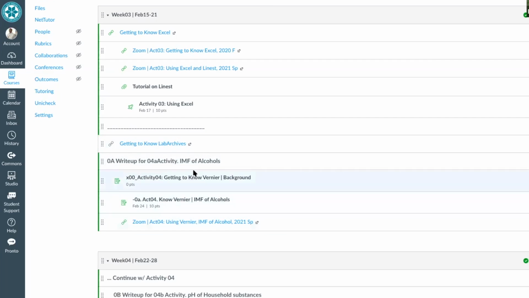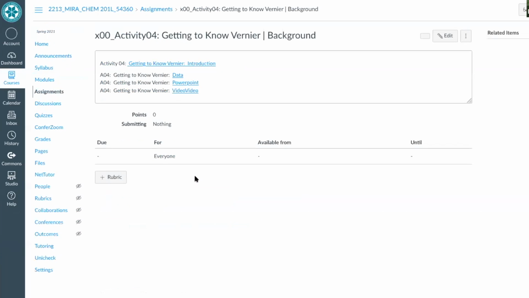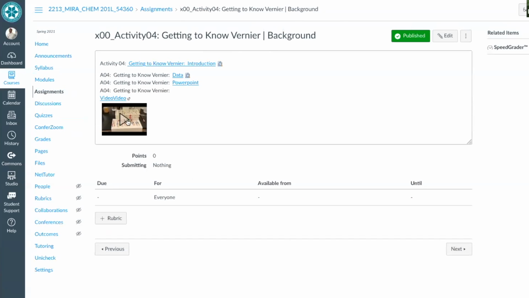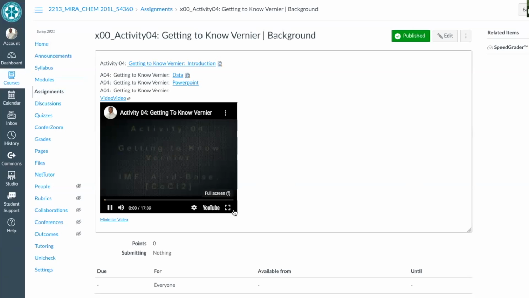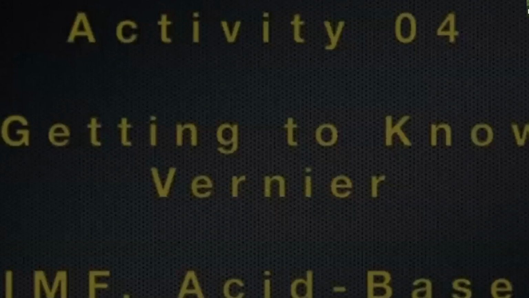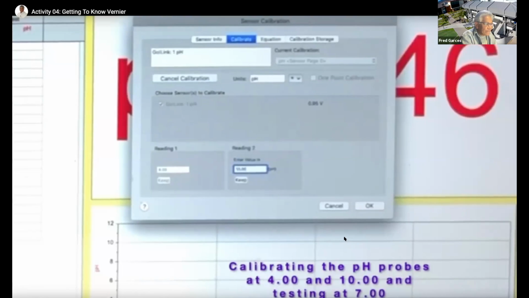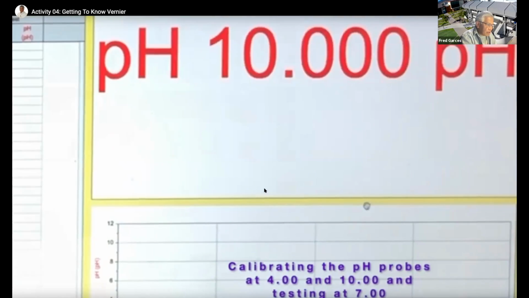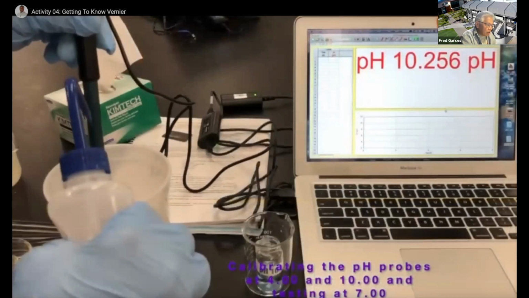So where do you find that? You find it right here in terms of the video. Right here is the video. Okay, just click on that. You can expand it if you want. You can fast forward this to where you want it to show. I apologize for the fact that the resolution on this is poor. This is actually the calibration of the pH probe. You guys are going to have to see that.